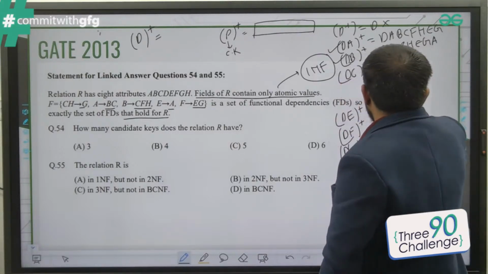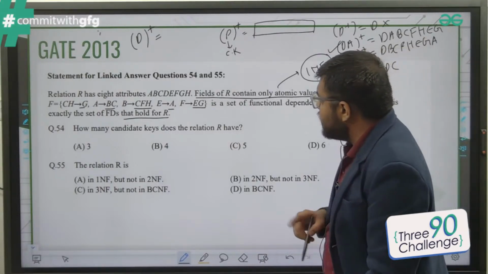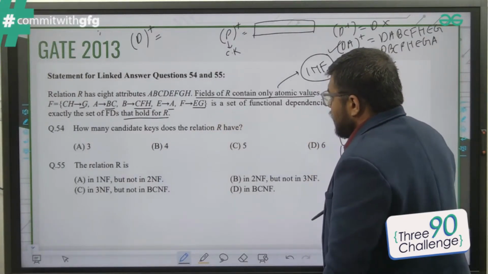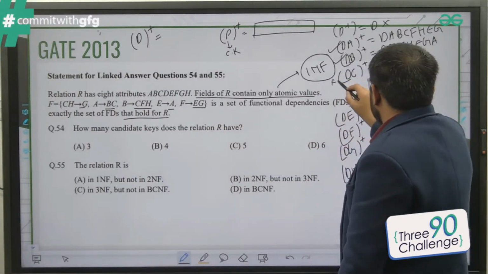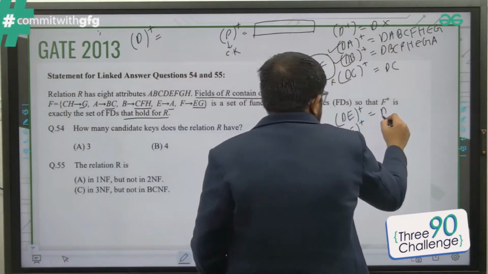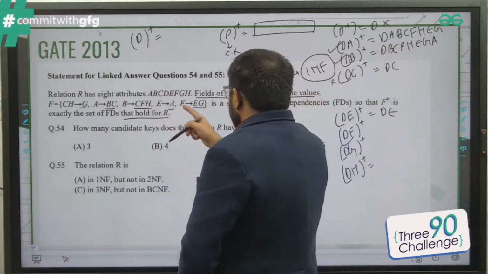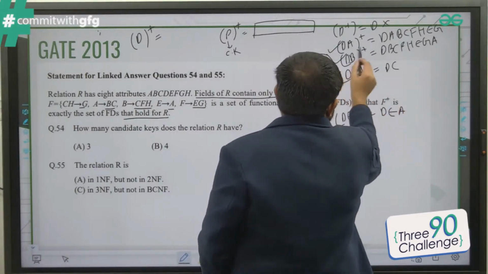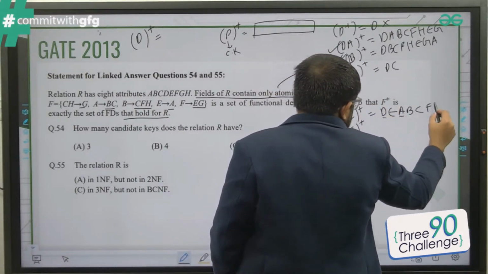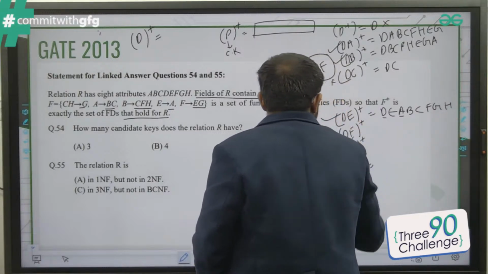DC plus. DC plus will give me D and C, trivial. Then what else can I get? I cannot get anything. So this is not a key. Then DE plus. D and E can give me A. Now DA is a key. I got D and A. So I will get the remaining attributes, obviously, no need to check. So DE is a key.